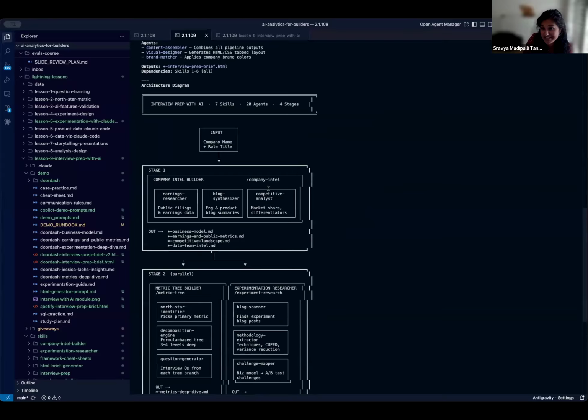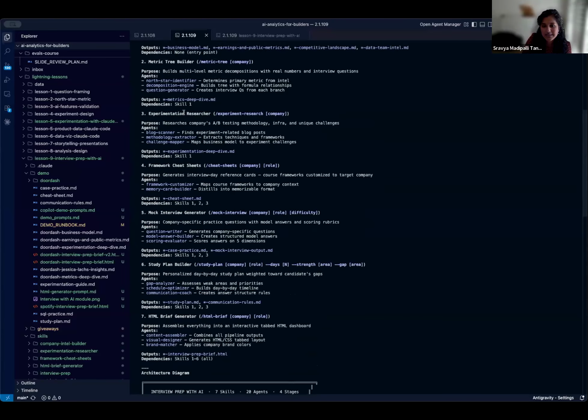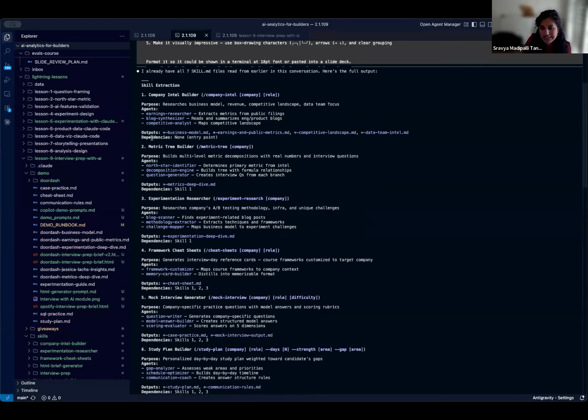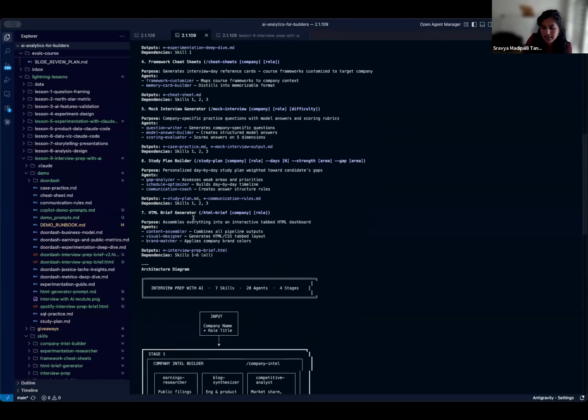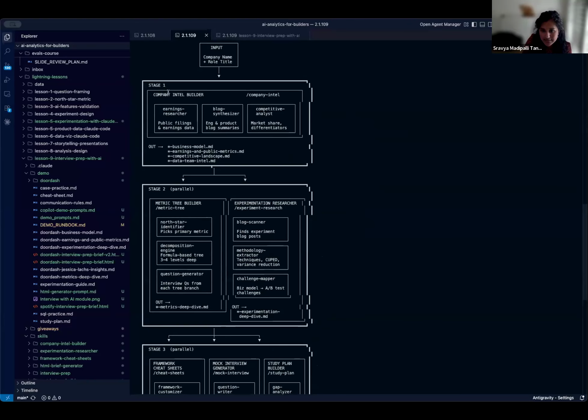Okay, cool. So I was thinking it's not giving me the ASCII architecture, but it did give me that. That's cool. So it basically was giving me in text format what all it did. So the metric tree builder one, you could see this here, right? So stage 1 is the company Intel builder, because it also uses the first stage's input in the next few stages as well. That's the reason company Intel builder comes first: earnings researcher, blog synthesizer, competitive analyst.